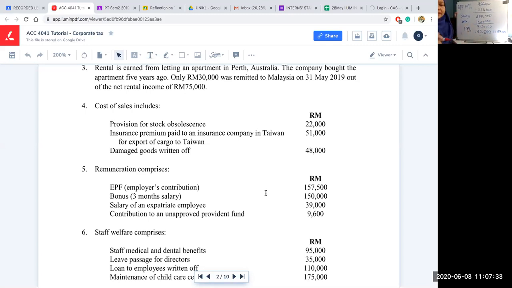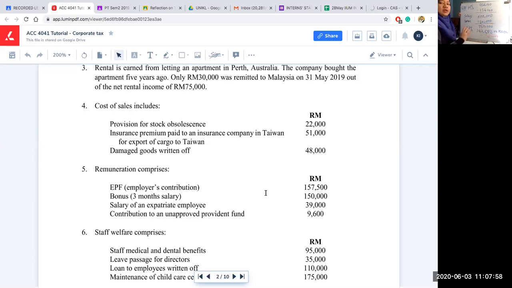So, how much is the excess? Allow 142,500 but you pay 157,500. So, you tolak lah. So, the 15,000 is not allowed. Excess that you have to add back. Why you add back? Because anything above 19% is not allowed. The law only allows 19%. So that's how you add back 15,000.